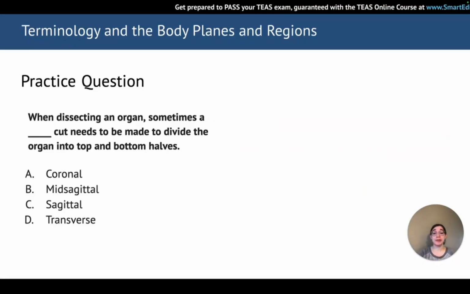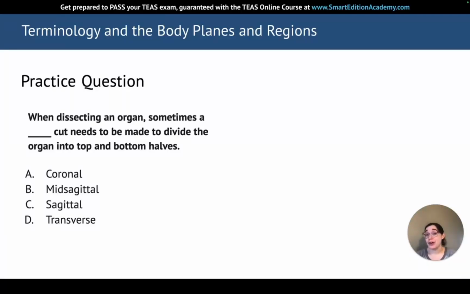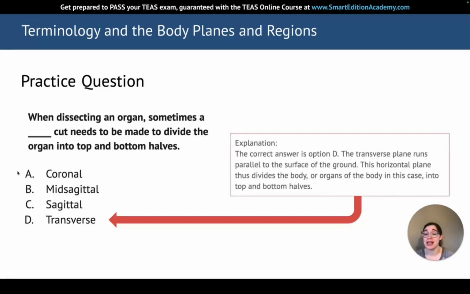When dissecting an organ, sometimes a blank cut needs to be made to divide the organ into top and bottom halves. Is it A, coronal? Is it B, mid-sagittal? Is it C, sagittal? Or is it D, transverse? The correct answer here is option D, transverse. And the key terms in this practice question are top and bottom.